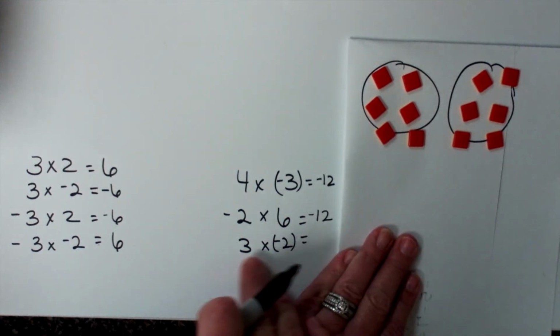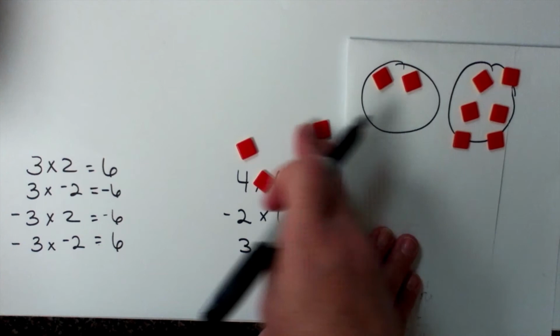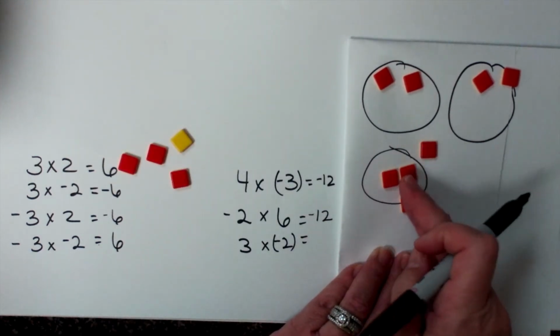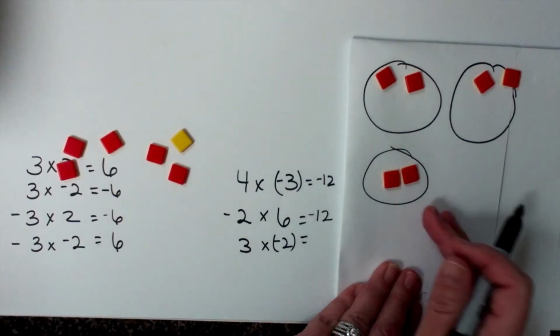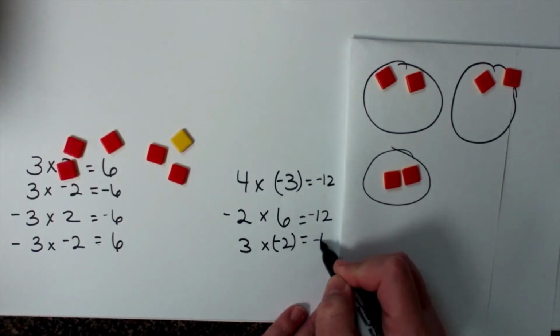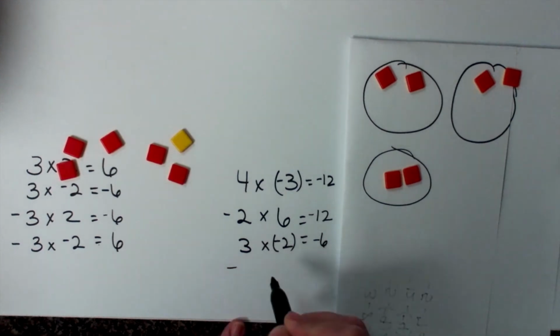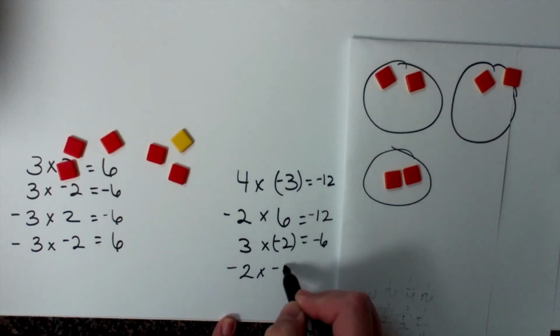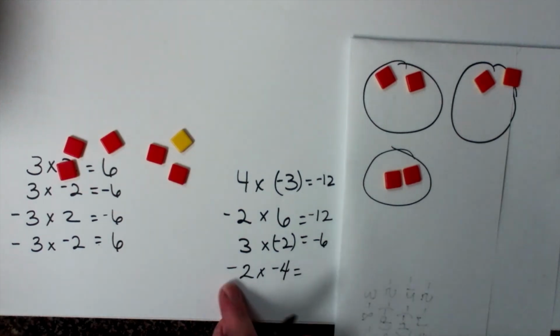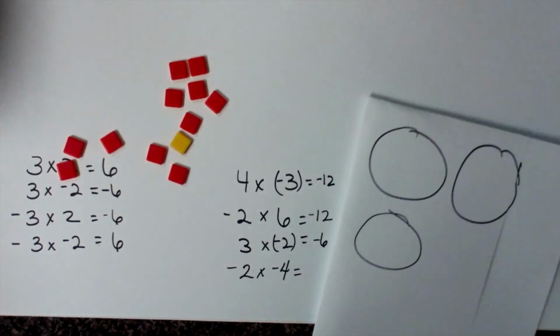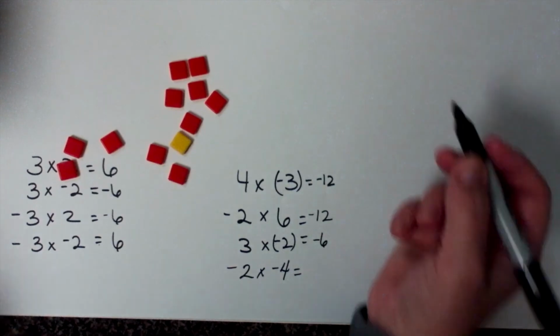Now this one says 3 groups of -2. 3 groups, -2 is -6. Like I said, oh well, let's do one more. Let's do a negative and a negative. So -2 times -4. So this says we're going to have 2 groups of -4. We'll start with that. So 2 groups of -4.